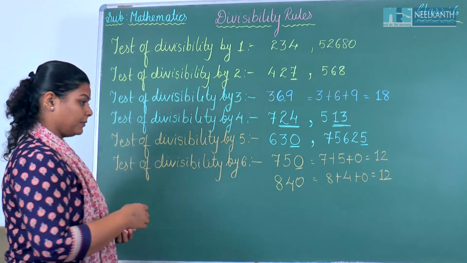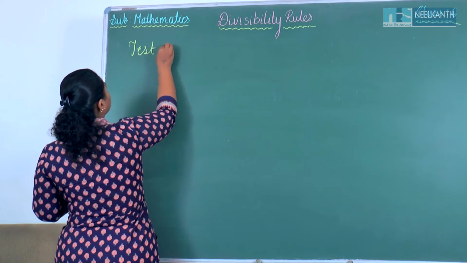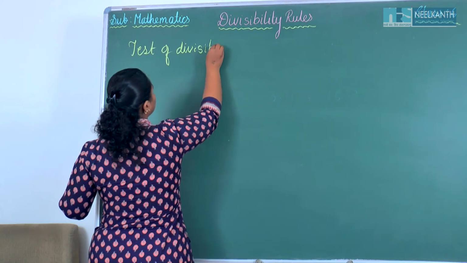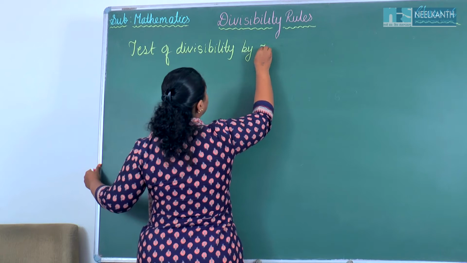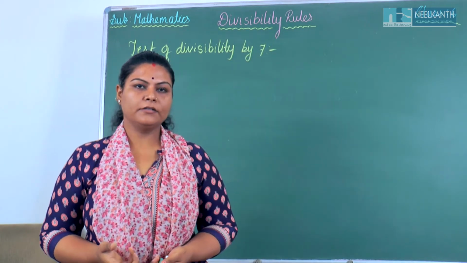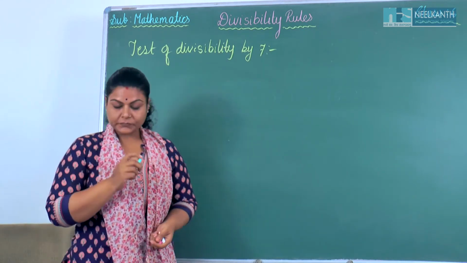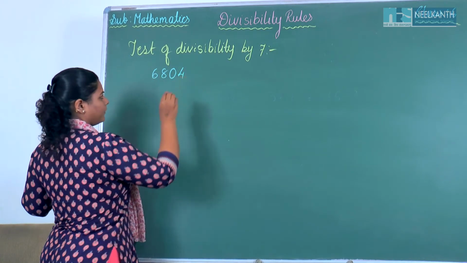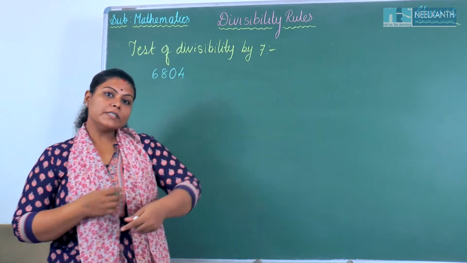Now let's check the divisibility rule by 7. Test of divisibility by 7. Now look, for 7 the method is different, right? So we have to concentrate more here. If the number given is 6, 8, 0 and 4, right? And we have to check whether this number is divisible by 7. So which is the method?